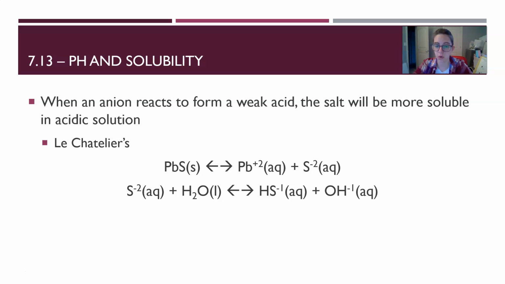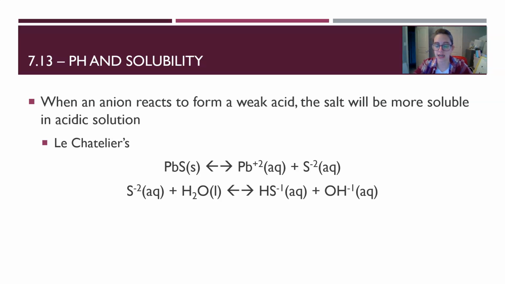Then to reform that hydroxide and reestablish the equilibrium, the sulfide would continue to react with water to continue to make the HS⁻ and the OH⁻. As a result, we would need to dissolve more lead(II) sulfide in order to replenish that sulfide anion.